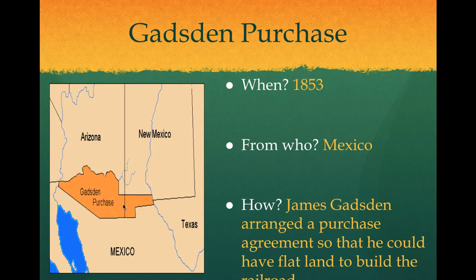Next is the Gadsden Purchase. So after the Mexican-American War, we had the Treaty of Guadalupe Hidalgo. This chunk of land right here in orange was not included in the Treaty of Guadalupe Hidalgo. So it was purchased from Mexico in 1853 by James Gadsden. He arranged a purchase agreement so that he could have a flat land to build a railroad all the way across the United States. He didn't want to have to go up into the mountainous states. He wanted to go along the flat desert area from the West Coast to the East Coast.